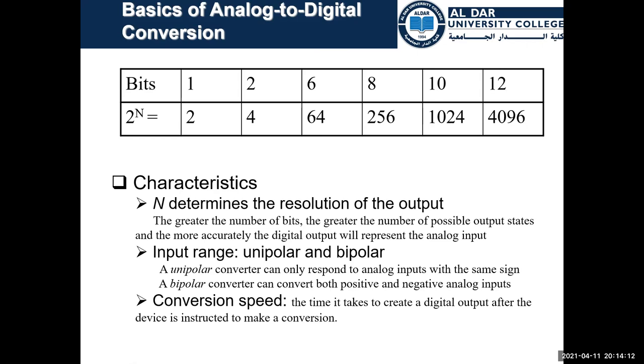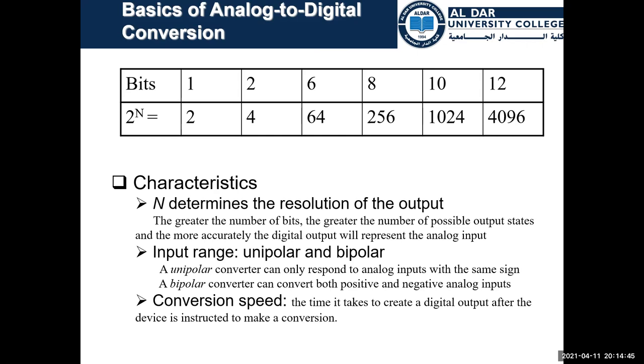Take care of it. For example, if we have a voltage of 10 volts, this is sufficient. But if we have 1 volt, starting from 0 to 1, this is the range of values of the voltage, this is not going to be accurate, because if we divide the 1 volt over 256, the value would be very, very small, which may introduce some errors.